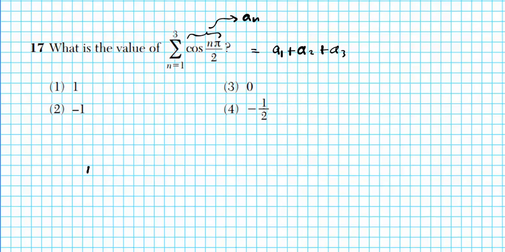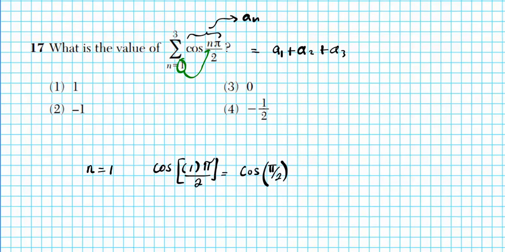We're starting with n equals 1. What is the first term? All you simply do is you take the index and you plug it into the n of your explicit formula. Okay, so for n equals 1, we're going to have cosine of, instead of n, we have 1 pi over 2. Okay, so if you compute that, that's going to be cosine of pi over 2. You can use your calculator to compute what cosine pi over 2 is.